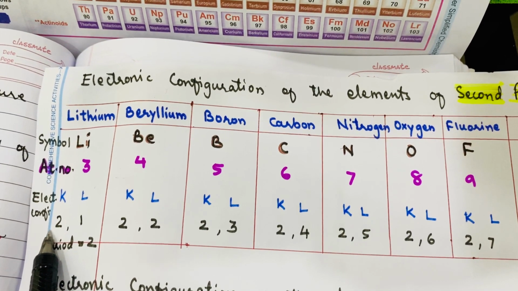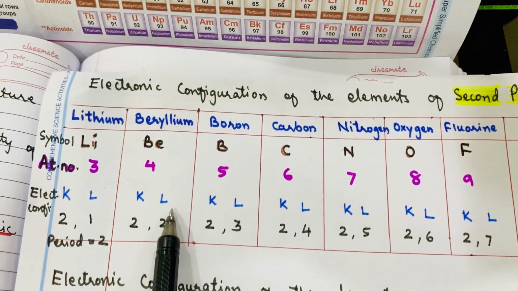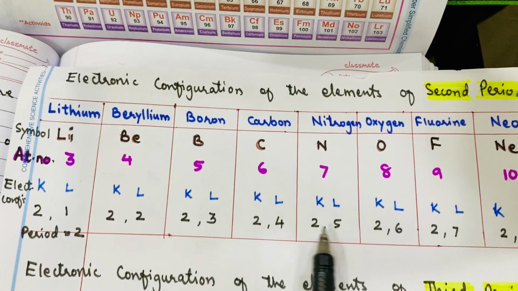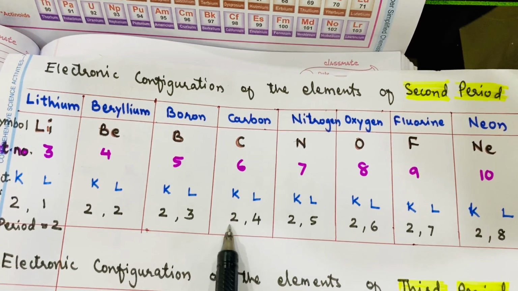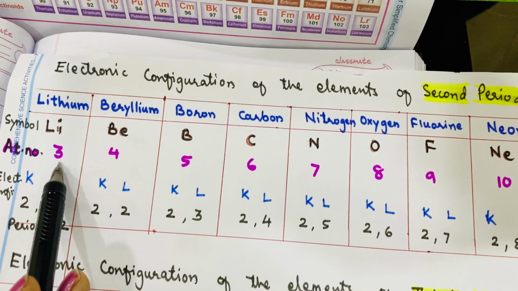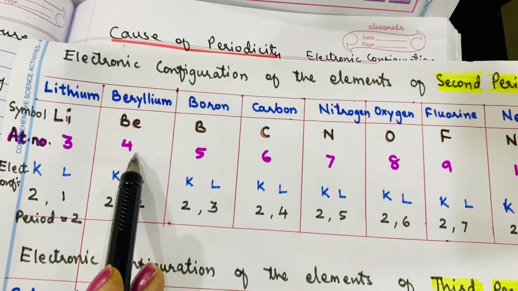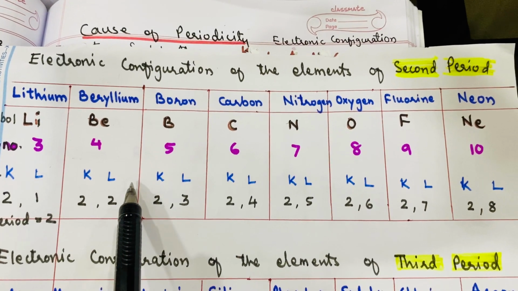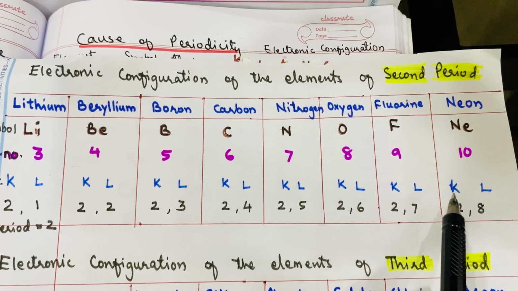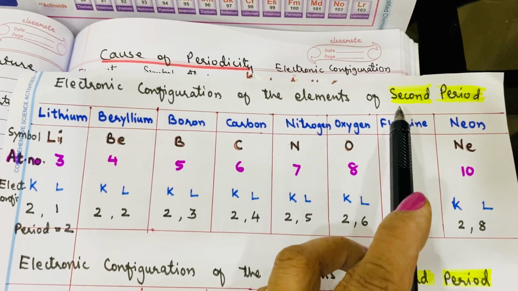If you think period 2, that means they have got 2 electronic shells. K and L shells are present in all these elements, and all the electrons are filled in only these shells. For example, lithium 3, electronic configuration is 2, 1. Similarly, beryllium 4, 2, 2. So only 2 shells are filled over here, and that's why all these elements belong to period 2, the second period.